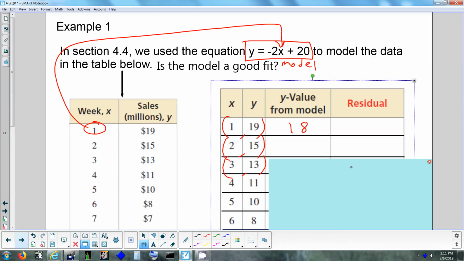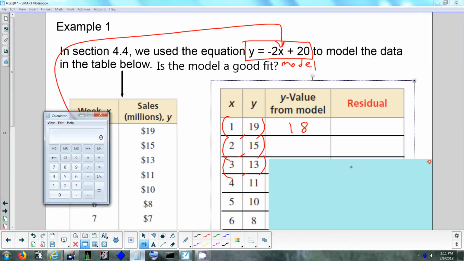Next one. My next X value is 2. Plug it in. Jack, what's -2 times 2? Negative 2. What's a negative times a positive? Negative. What's 2 times 2? 4. So -4. And Will, we've got -4 plus 20.